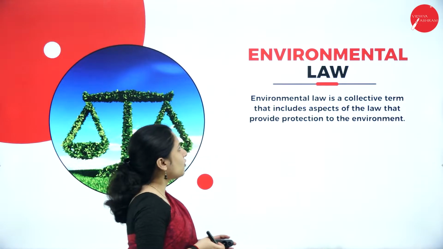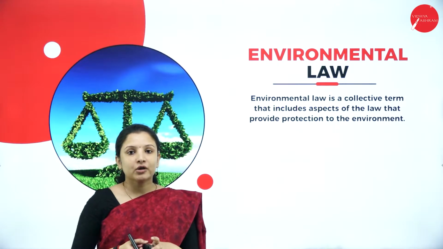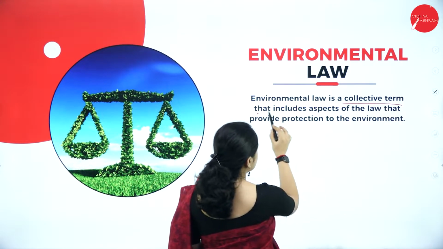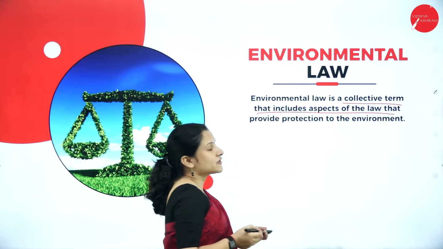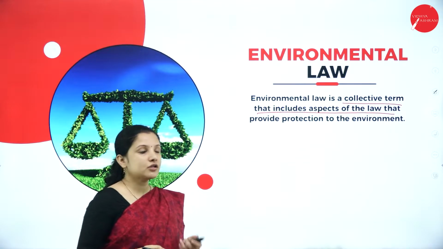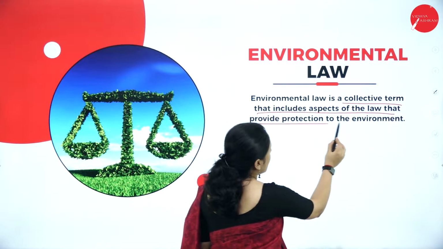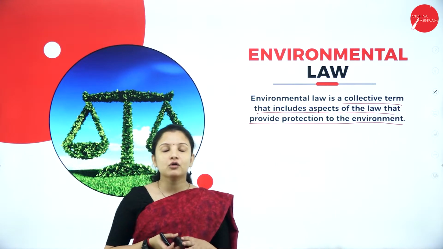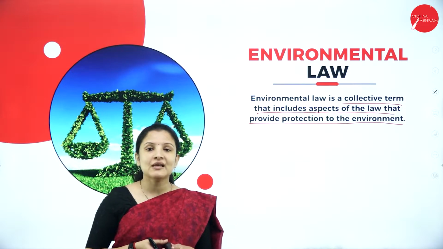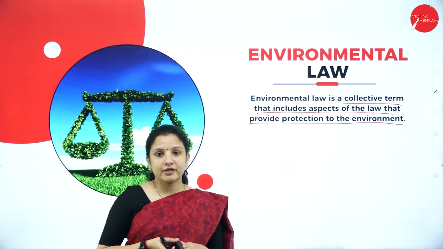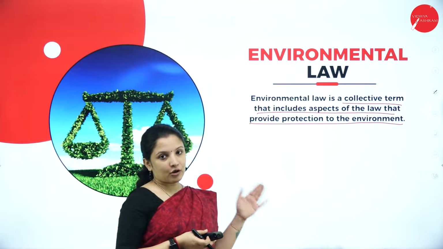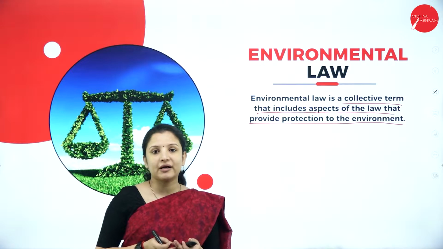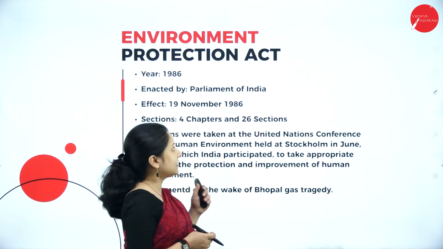So to begin with, what is environmental law? Environmental law is a collective term that includes aspects of the law which are mainly designed to provide protection to the environment. Anything that is harming the environment or causing problems to the environment has to be stopped or reduced. For that, environmental laws are set up. There are various laws that have been put forth by the Indian government. What are those? Let's look into them.